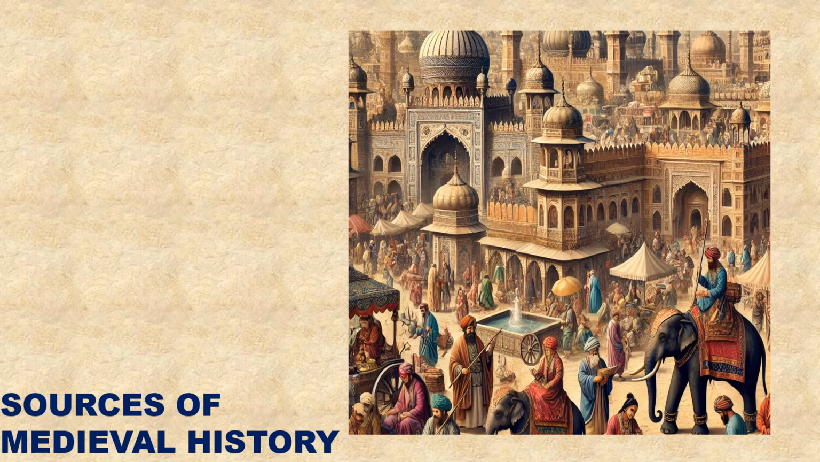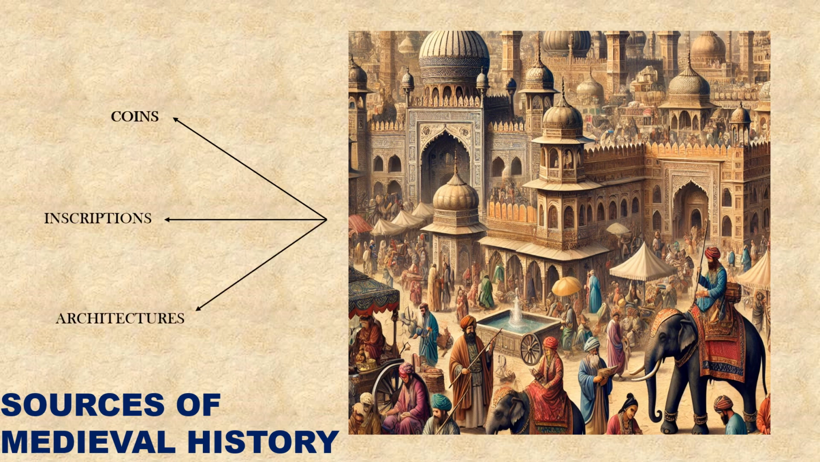Now we have a question. How do we know about the past? So we will see the sources of medieval history. Some sources are coins, inscriptions, and architecture. Others are old books, stone carvings, diaries or journals of people, etc. These things tell us about the kings and wars and daily life of people from medieval India.